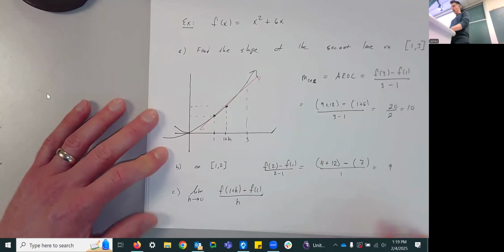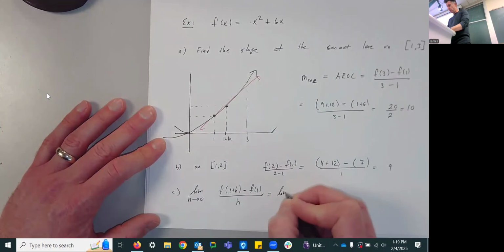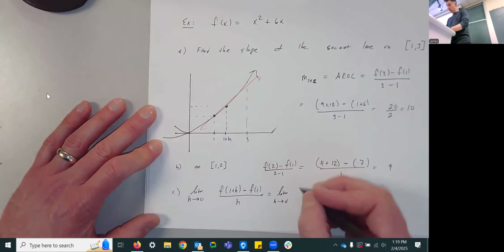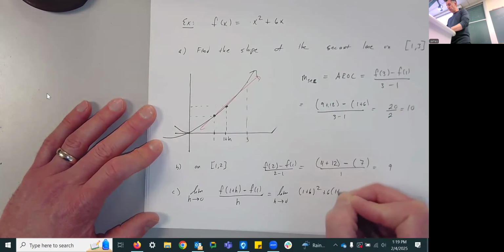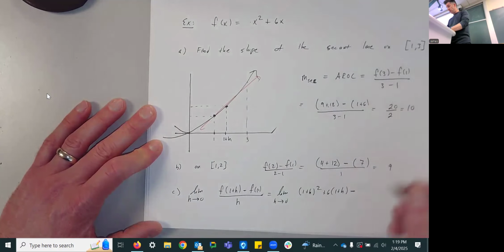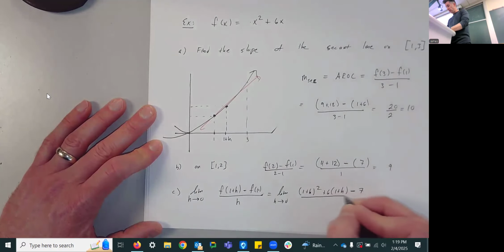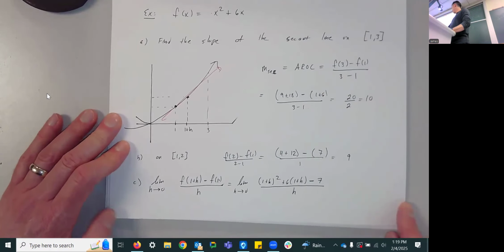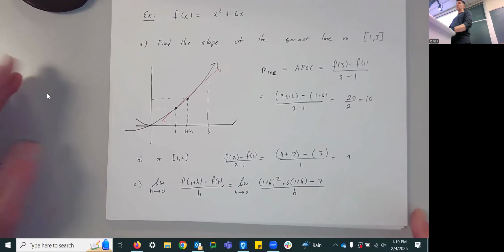Okay, so we're just going to multiply it out. We're going to have the limit as h approaches 0. f of 1 plus h is a little annoying. It's going to be 1 plus h squared plus 6 times 1 plus h, minus f of 1, which we've calculated twice already. It's 7, all divided by h. And to no one's surprise, if we plugged in 0 right now for h, we'd get 0 divided by 0. So we have to do the algebra.